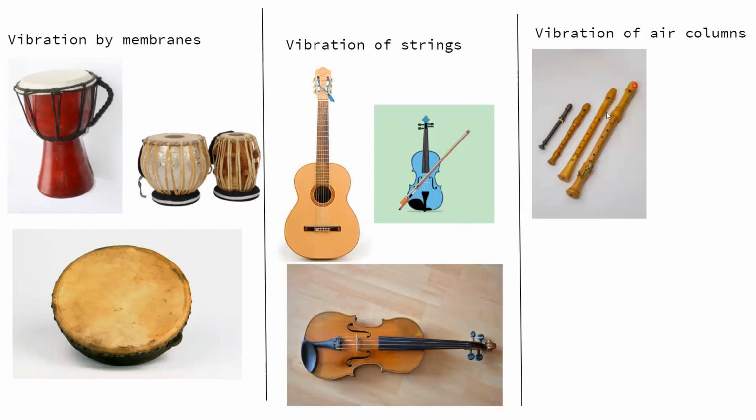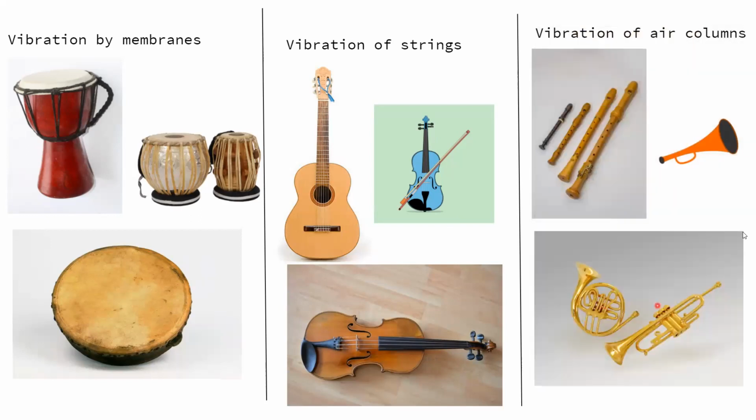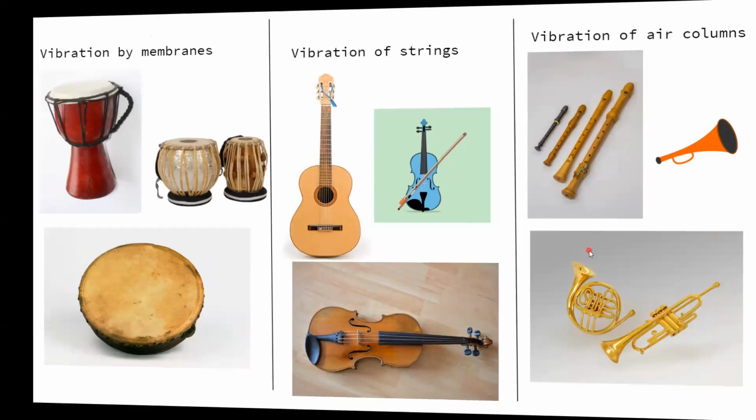For vibration of air columns, these are some types of flutes. This is a horn and these are trumpets. So these flutes, horns and trumpets produce sound by vibration of air columns.